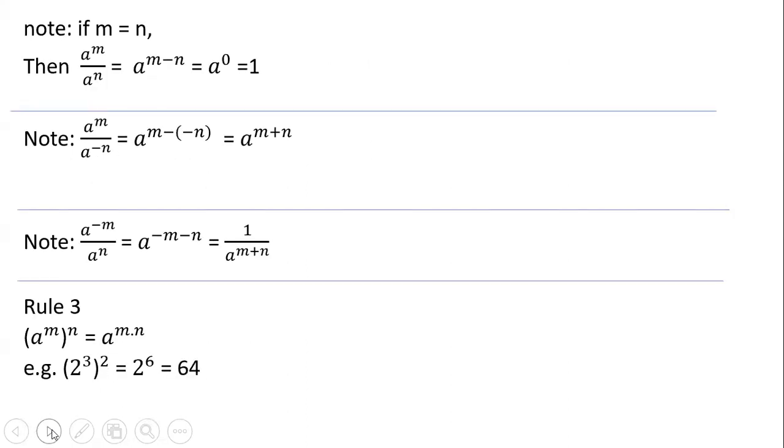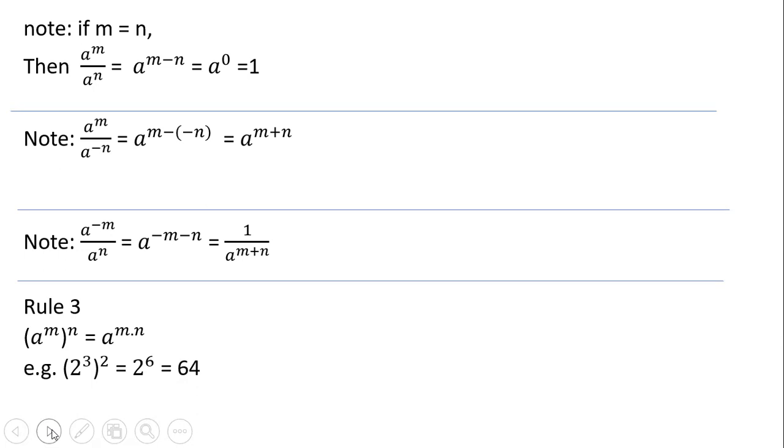Okay, moving on. We should note this. If M is equal to N, if the indices are the same, we subtract those indices, then we'll get a power of 0, to get a 1. And we also need to note when one of the powers is negative, which is in a denominator, then that will become a positive.